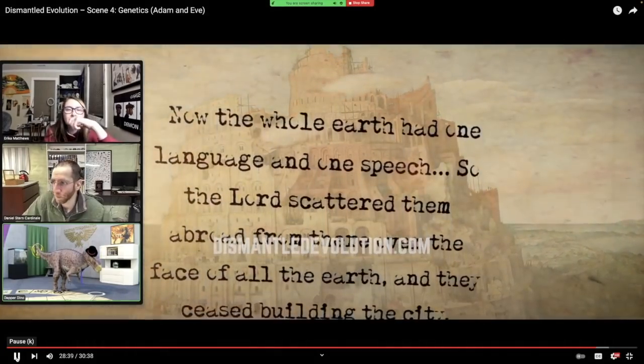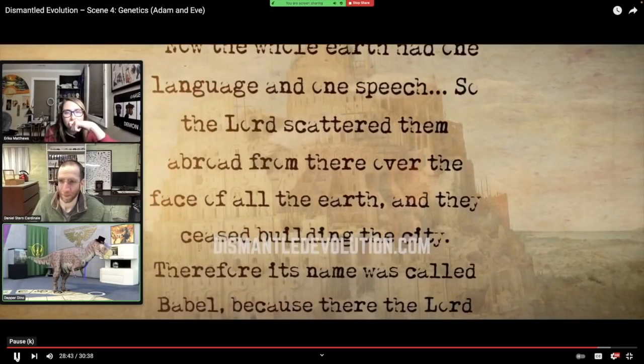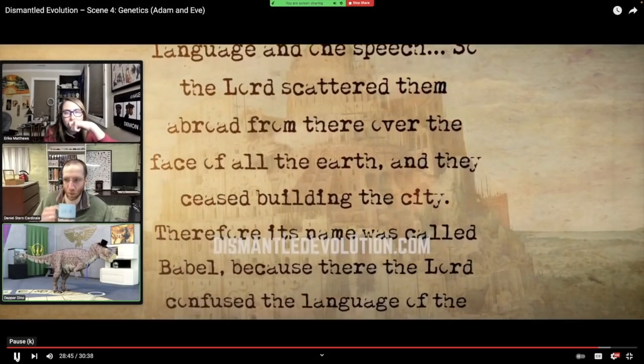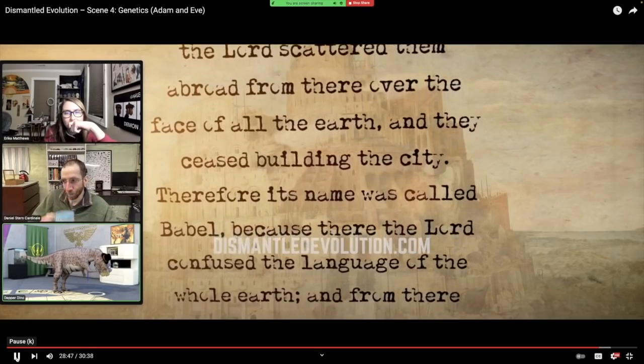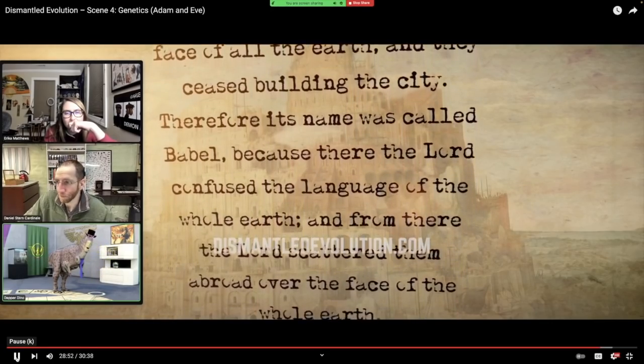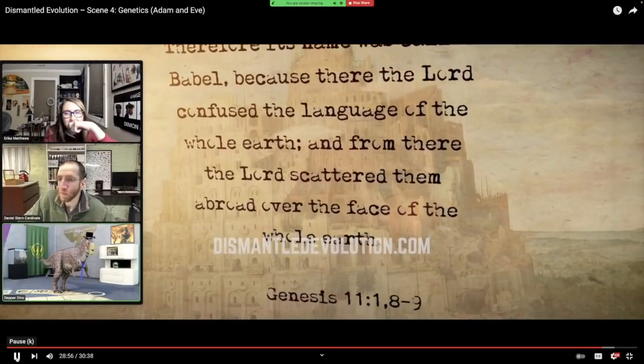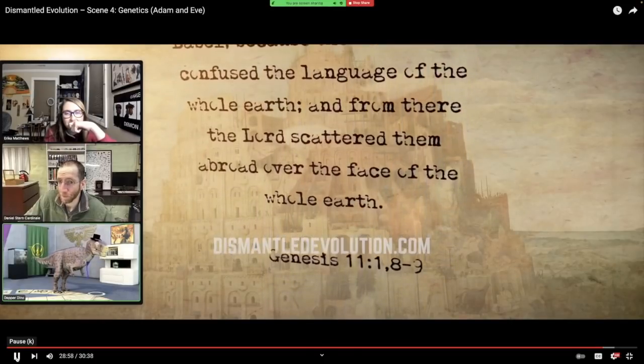Now the whole earth had one language and one speech. So the Lord scattered them abroad from there over the face of all the earth, and they ceased building the city. Therefore its name was called Babel, because there the Lord confused the language of the whole earth. And from there the Lord scattered them abroad over the face of the whole earth.